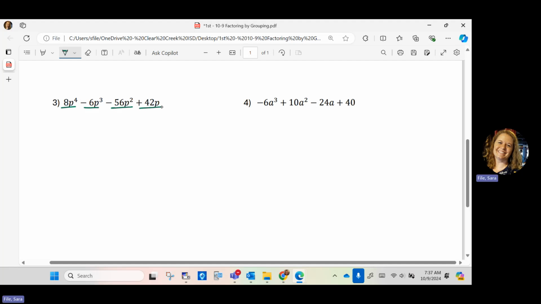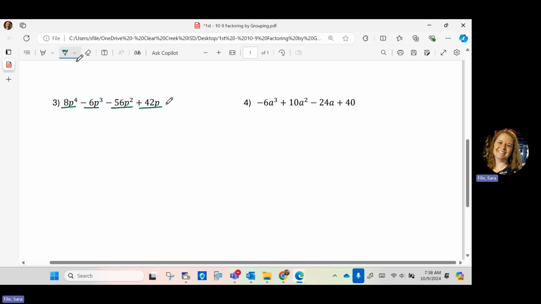Are all of those divisible by the same number? What number? 2. 2 is the highest that I can divide all of them by. Okay, I could divide 8 by 4, but not 6. I can divide 6 by 3, but not 8.